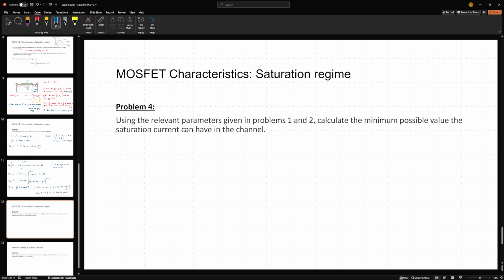Now using the relevant parameters given in problem 1 and 2, calculate the minimum possible value of saturation current the device can have in the channel. Yes, the English is correct. For a second, I doubted my own phrasing of the question. So now I know ID sat.